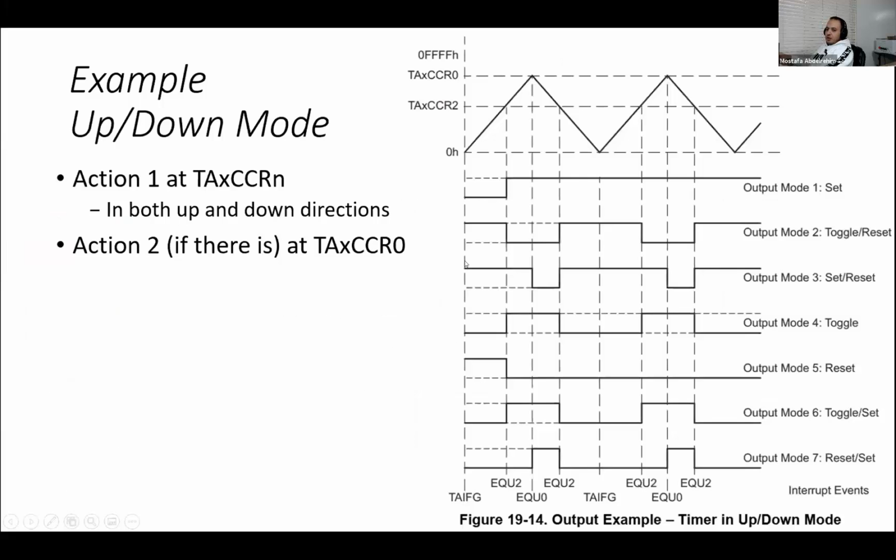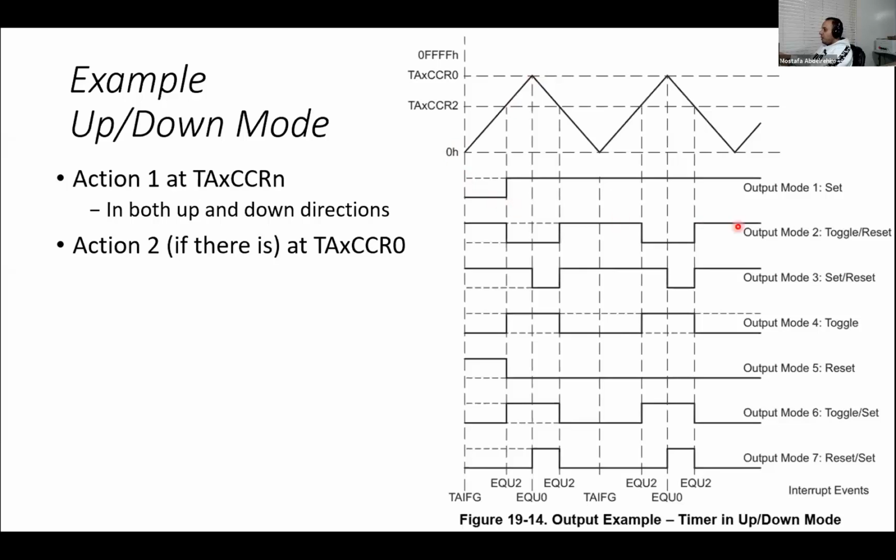Okay, so in the up-down mode, the first action can happen both when we go up or when we go down. Okay, that's the basic difference. The second action always happens with TxCCR0, which has a rollover value. Okay, so it's not up or down.